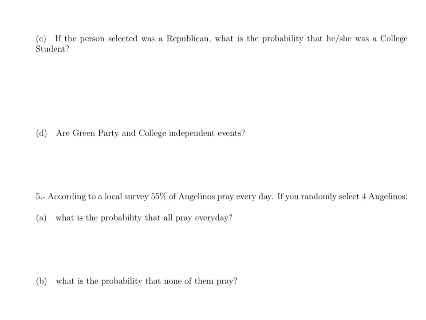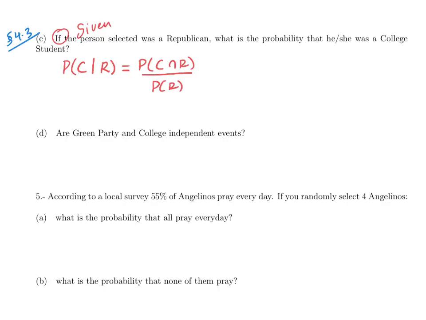Part C and Part D are from section 4.3. The question in C starts with if. Remember, that means given. So you have to use the conditional probability formula. This is asking, given that the person is Republican, what's the probability that the student is a college student? So if you apply the conditional formula, it gives you this.